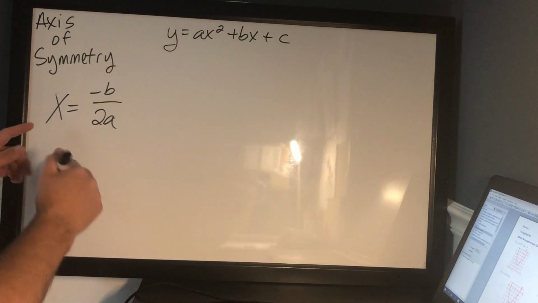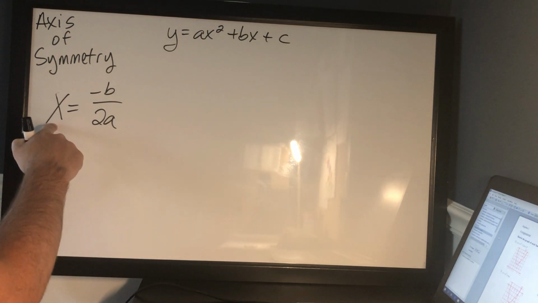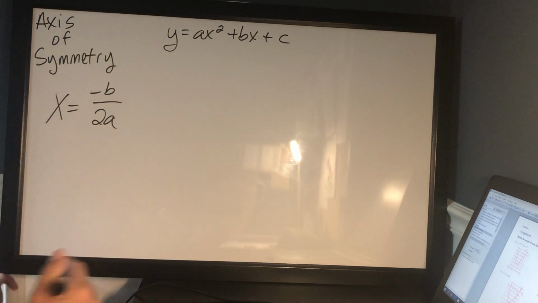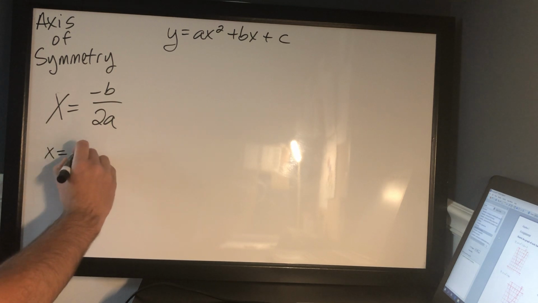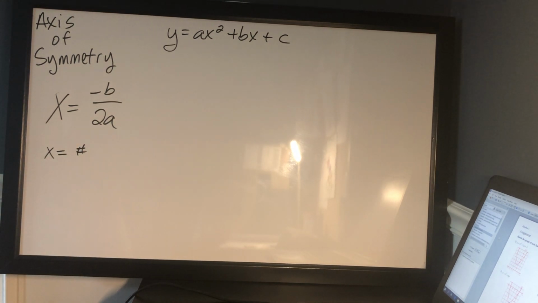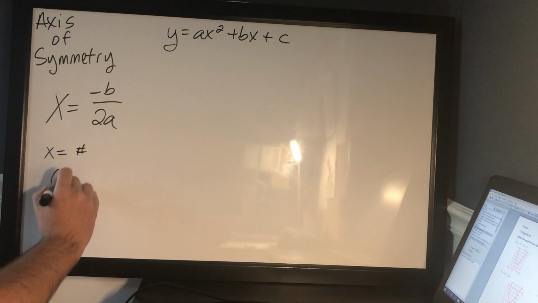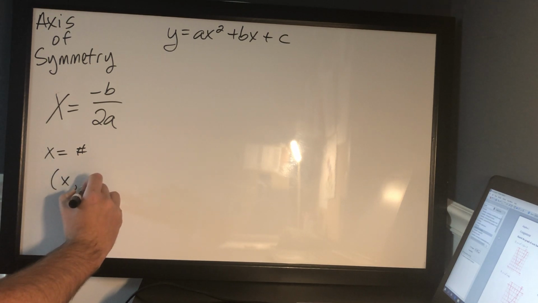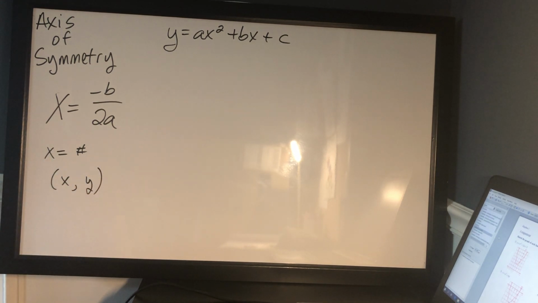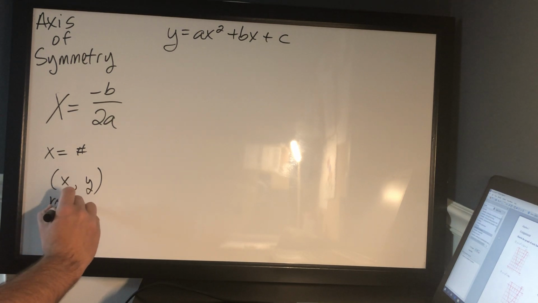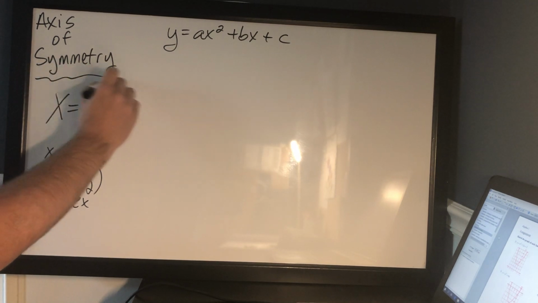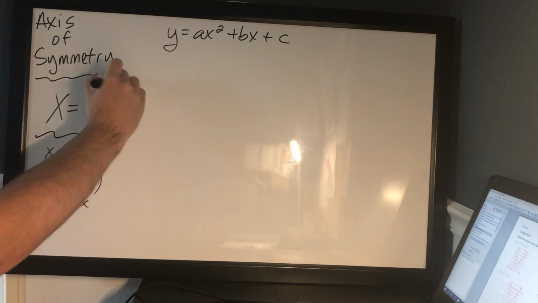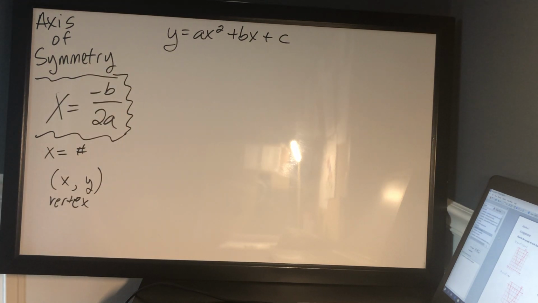There's a formula for the axis of symmetry, and it gives you the x value. So when you're thinking of axis of symmetry, it's always x equals some number. Then you take that value and plug it into your equation, and it'll give you your y value, and that's how you would find your vertex, which is going to be our lesson for tomorrow. Today we're just working on finding that x value, our axis of symmetry.